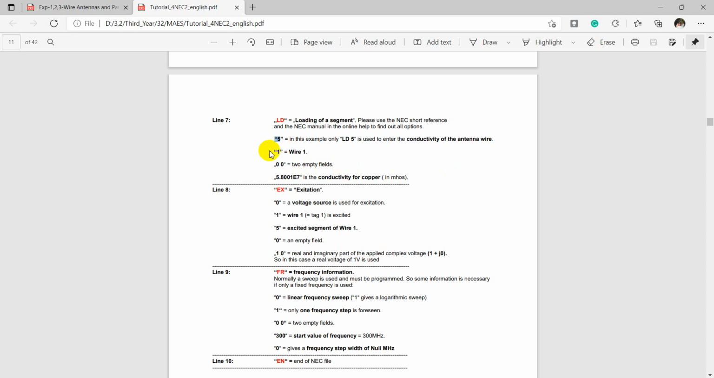Then the 1 indicates the number of the wire, and 00 indicates the two empty fields. After that comes the value 5.8001E7, which is the conductivity. This means the conductivity of copper wire in mhos, which is the inverse of resistance.